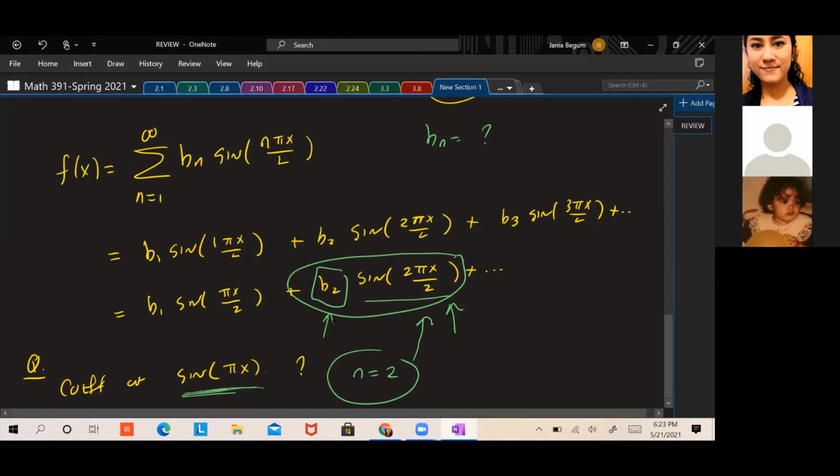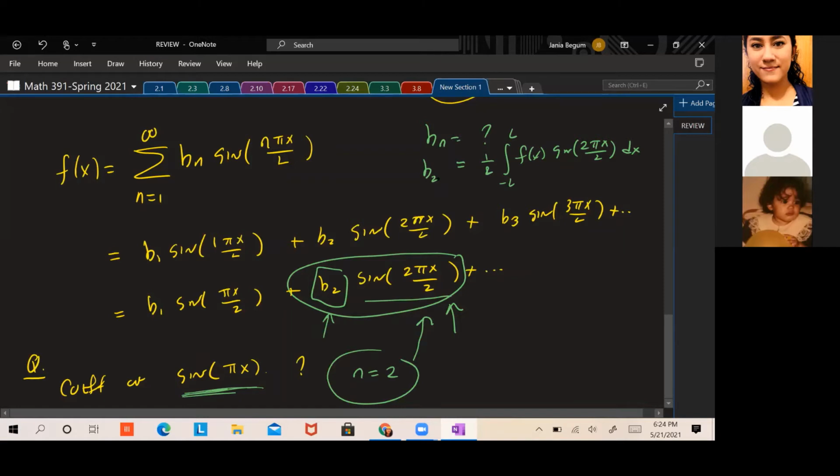And also, if you know that B2 is the thing that you're looking for, you could just plug 2 into the B of n equation. So you have 1 over L integral from negative L to L of f of x times sine of n pi x over L dx, where n is 2. And that will be your B2.